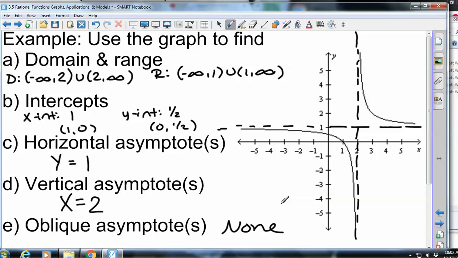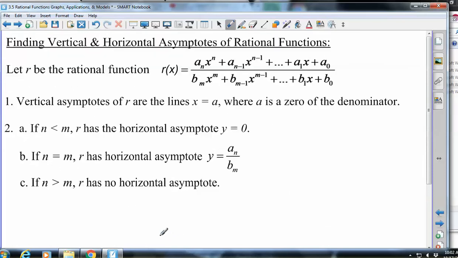So let's start talking about what gives us asymptotes. We've seen them in the graph, but what actually causes them? This is all in that handout I posted on Classroom, so you don't necessarily have to write it all down. If you do, I would just summarize these rules. So vertical asymptotes is what gives you 0 in the denominator.